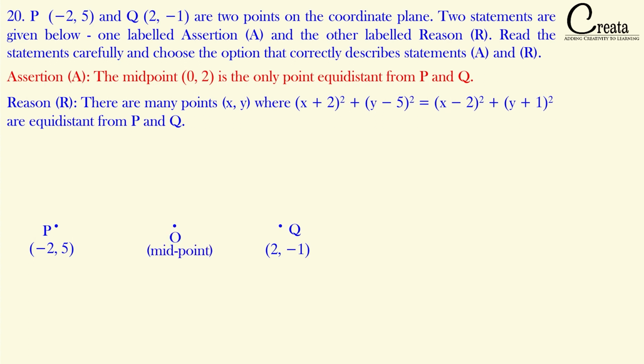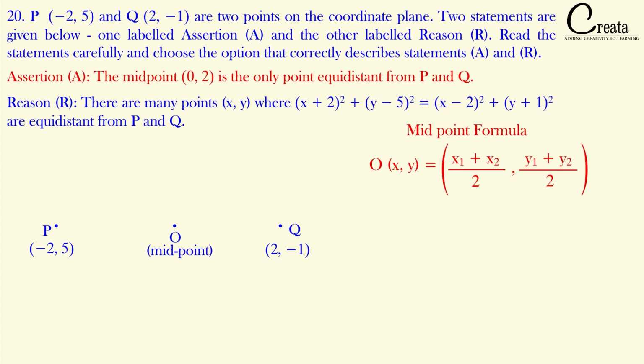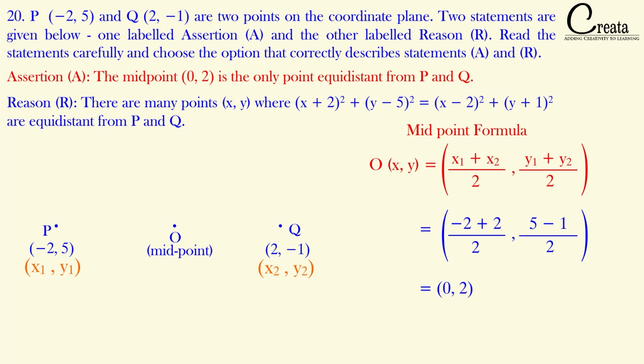Midpoint formula in the coordinate plane: x coordinate is (x1 + x2)/2, y coordinate is (y1 + y2)/2. Let's take this point as (x1, y1) and this point as (x2, y2). We got the x coordinate as 0 and the y coordinate as 2. We got the midpoint coordinate as (0, 2).